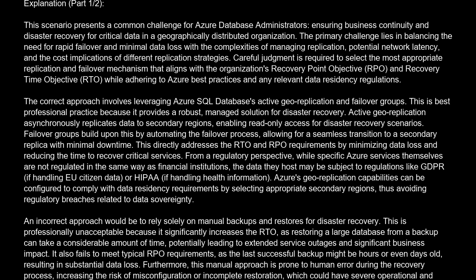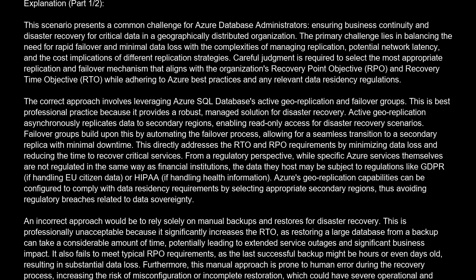An incorrect approach would be to rely solely on manual backups and restores for disaster recovery. This is professionally unacceptable because it significantly increases the RTO, as restoring a large database from a backup can take a considerable amount of time, potentially leading to extended service outages and significant business impact. It also fails to meet typical RPO requirements, as the last successful backup might be hours or even days old, resulting in substantial data loss.